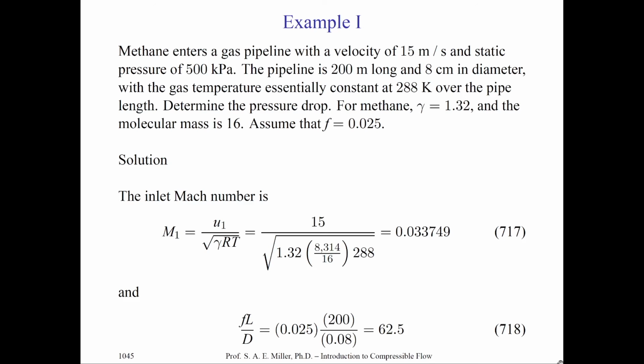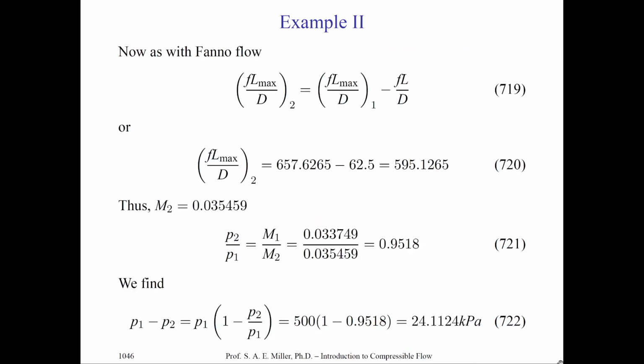We get 0.033749. A lot of digits there. We can also immediately evaluate f L over D. We know f, we know L, and we know D. Plug in those values, we get 62.5. Now, just like Fanno flow or Rayleigh flow, we have worked hard and used the same simplification and solution procedure as Fanno flow for isothermal flow.